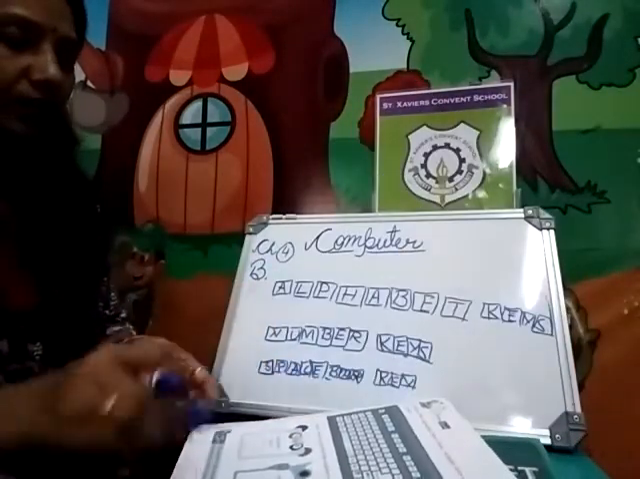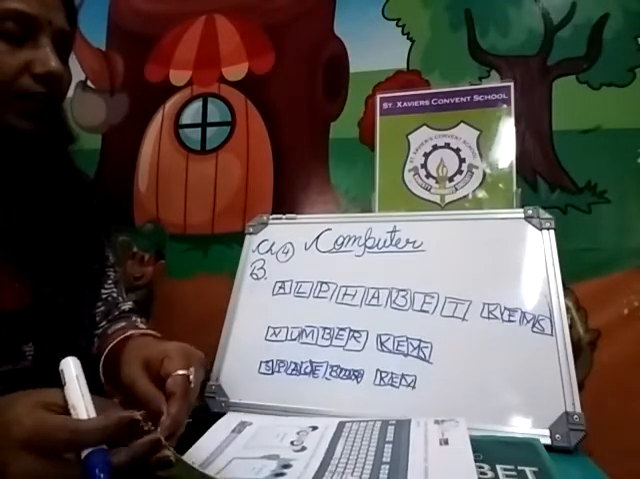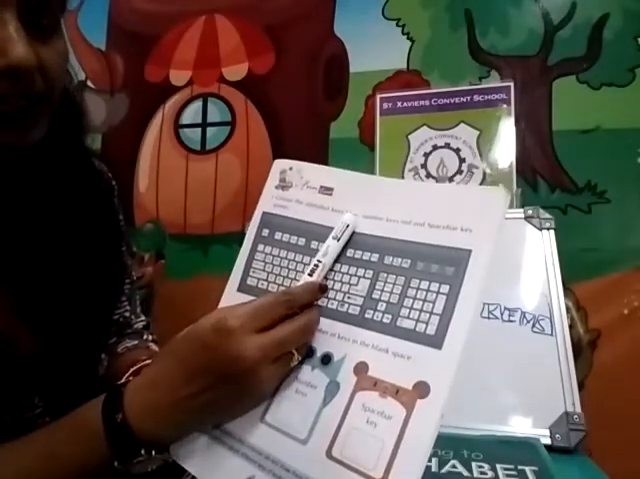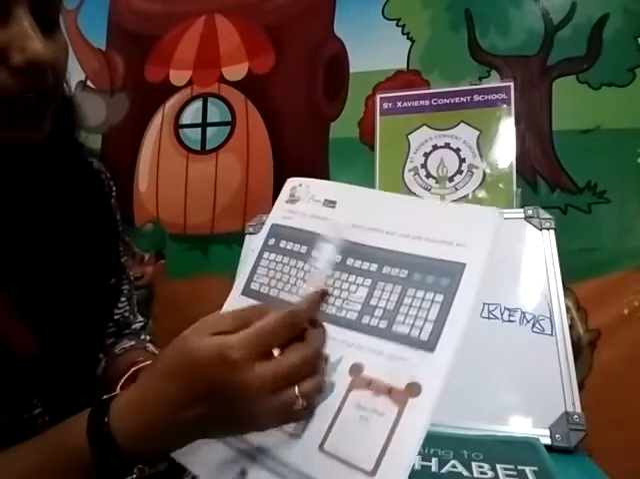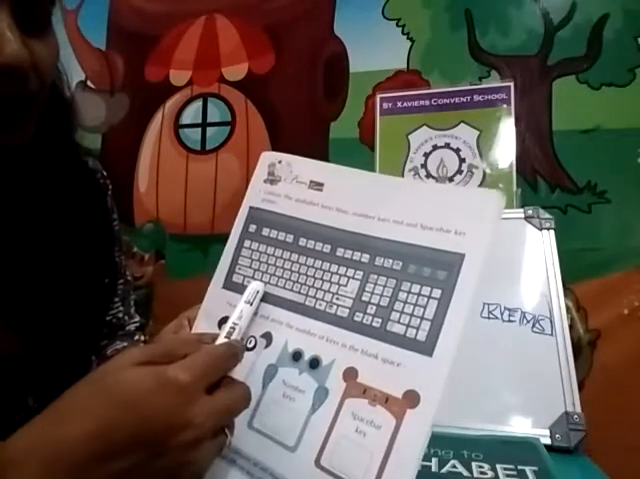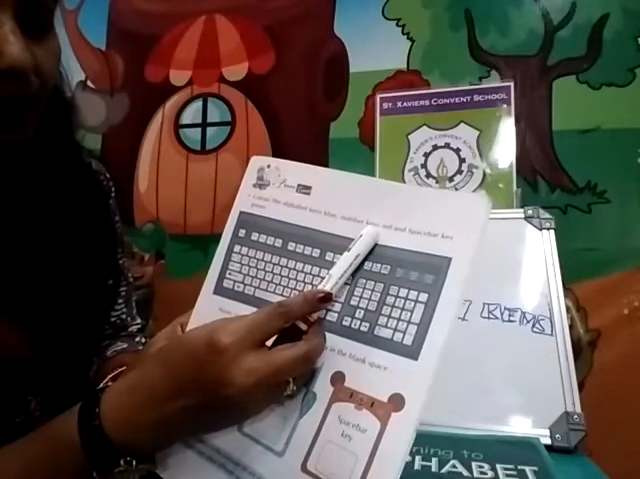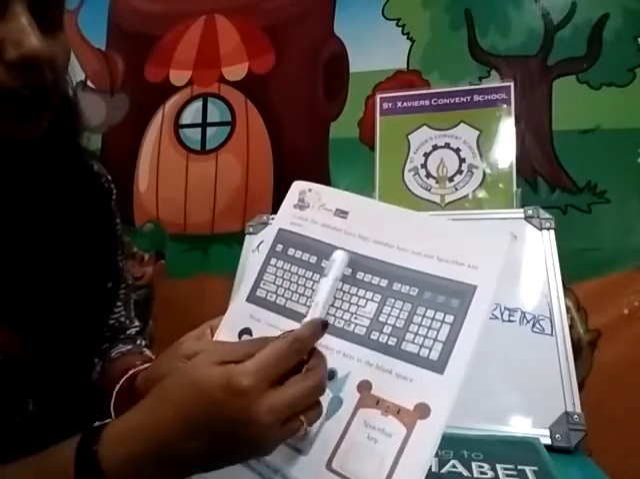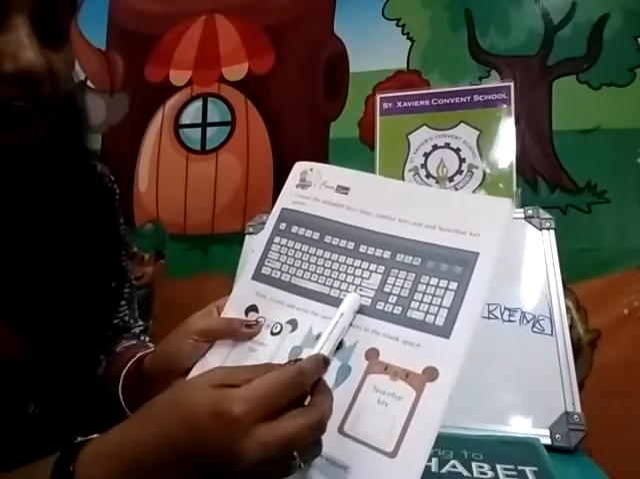Okay. Now here you can see page number 25. Color the alphabet keys with blue. Just please listen carefully. Alphabet keys with blue. Number keys red. Space bar key green. You have to color this keyboard using these given color names. Alphabet you color with blue color. Number keys with red color. Space bar key with the green color.